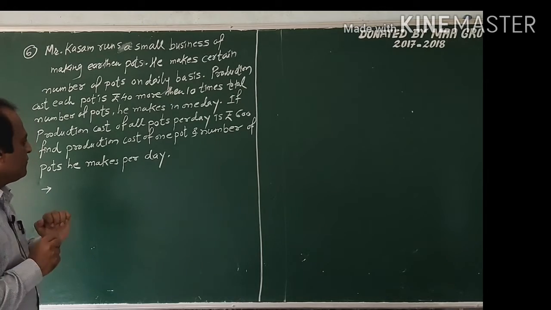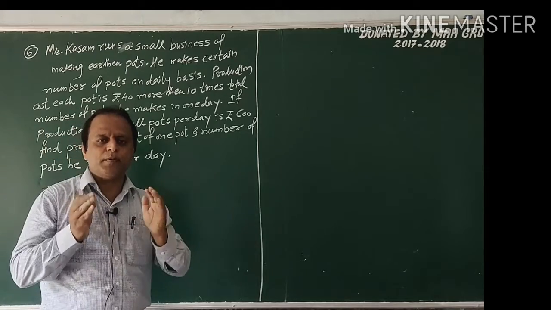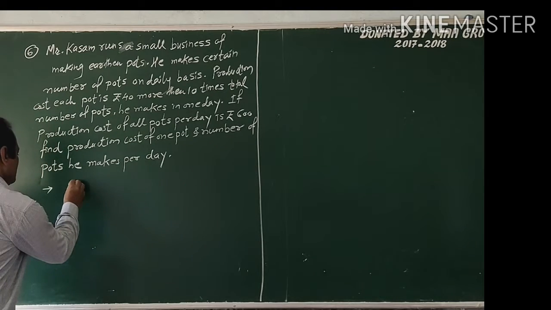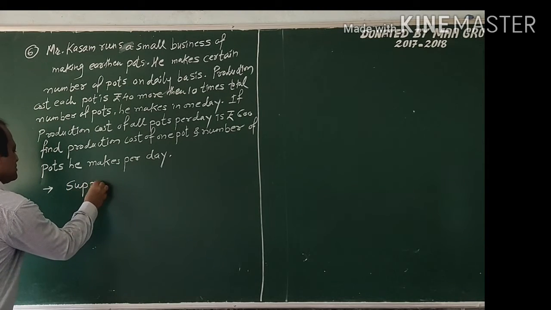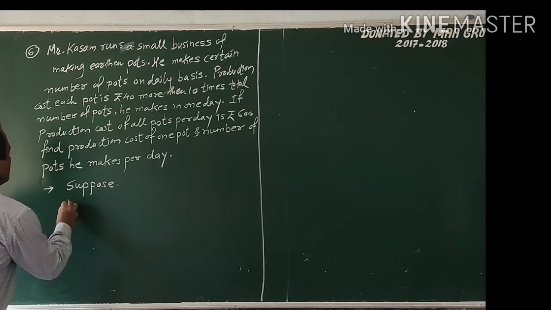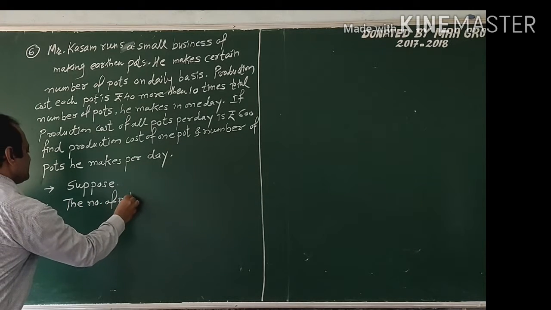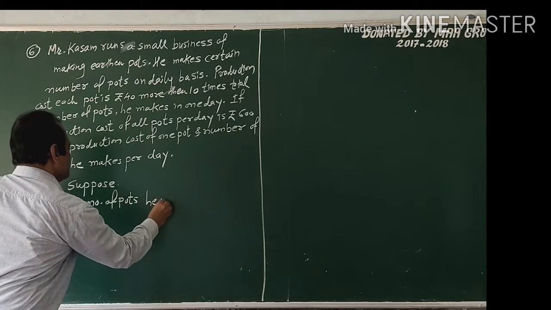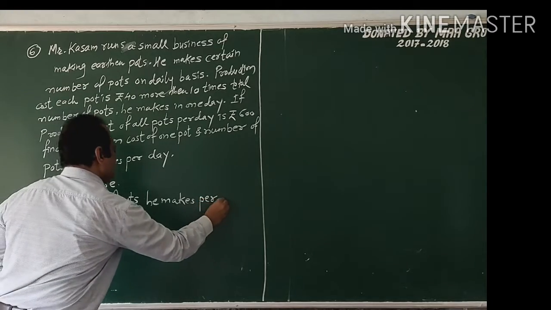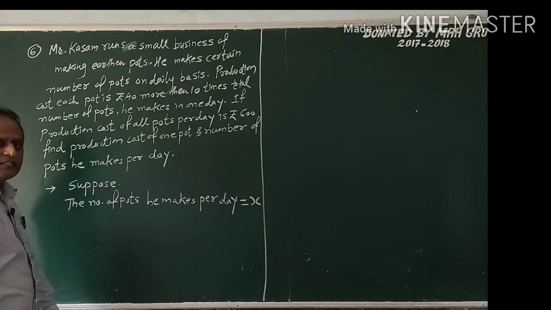Let's see. We are going to suppose the number of pots he makes per day is equal to x. Now start here. One by one we are going to clear the points. Suppose the number of pots he makes per day is equal to x.